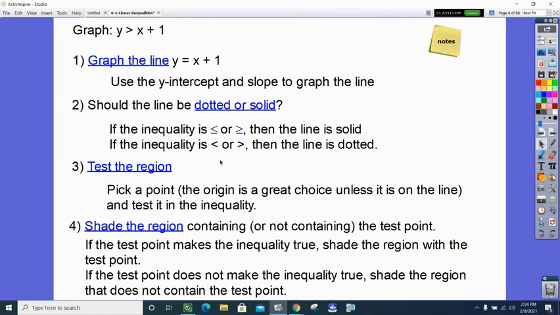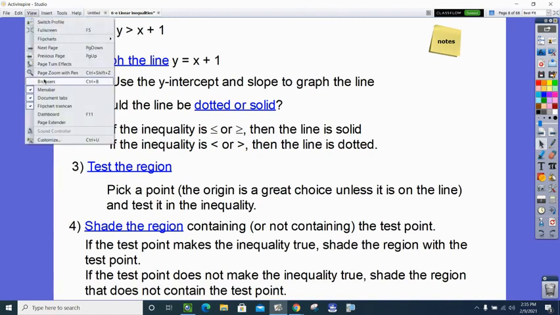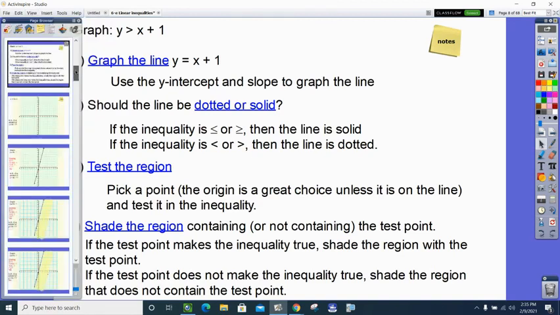Then you pick a point on one side or the other and test it in the original inequality. If it works, you shade that side. If not, you shade the other side. The origin is a wonderful choice, if it's not too close to the line. And then finally, you shade the side that contains that solution. So that's where we're at today, graphing inequalities.